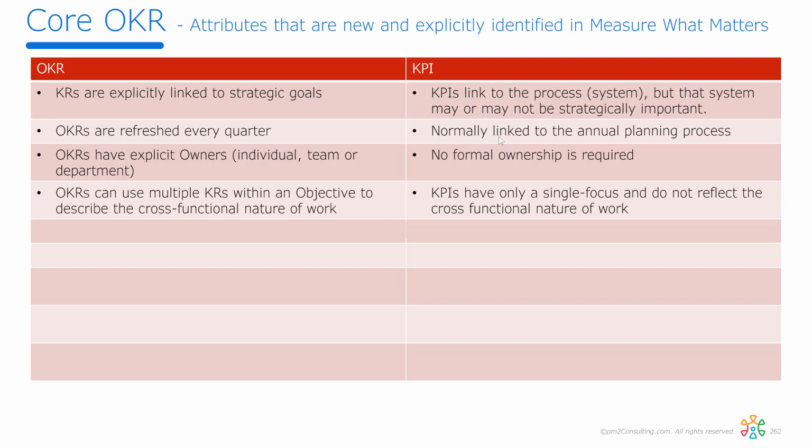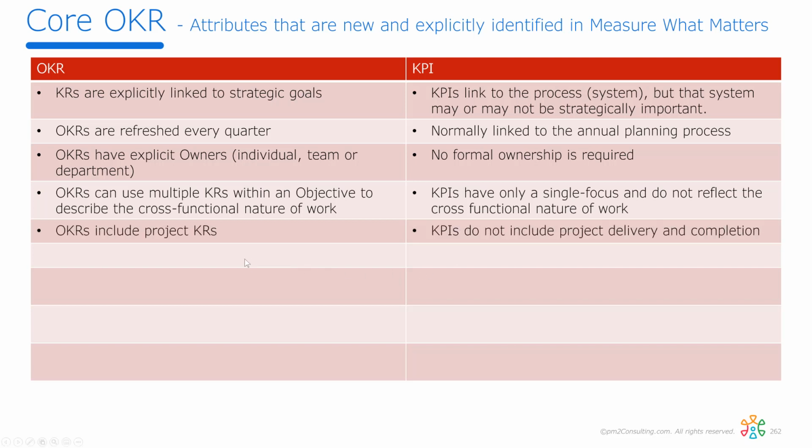With OKRs, an objective can use multiple key results. In other words, I've got an objective like attract new customers. I can have 2 or 3 key results that attribute to it. And maybe some of those are associated with marketing, some are operations. In other words, the metrics, the key results in an OKR, allow you to show the cross-functional nature of work. KPIs, on the other hand, are single focus, right? They're looking at dollar sales or marketing activity or operations, and they don't reflect the cross-functional nature of work. Again, this allows us to collaborate as teams better and make sure as a team we progress towards those strategic objectives.